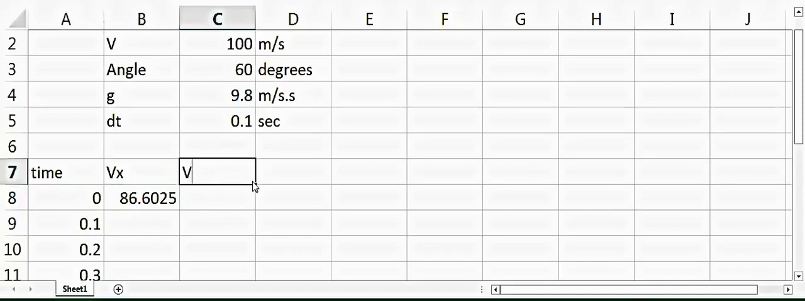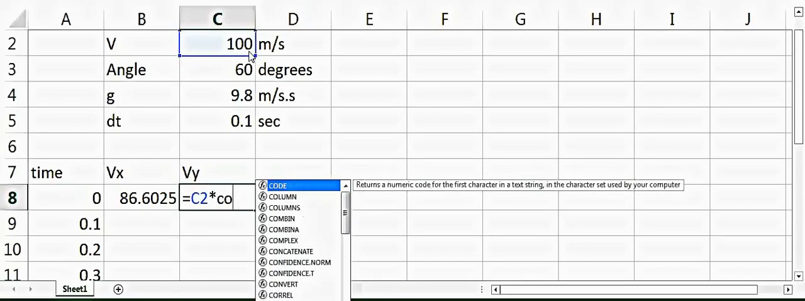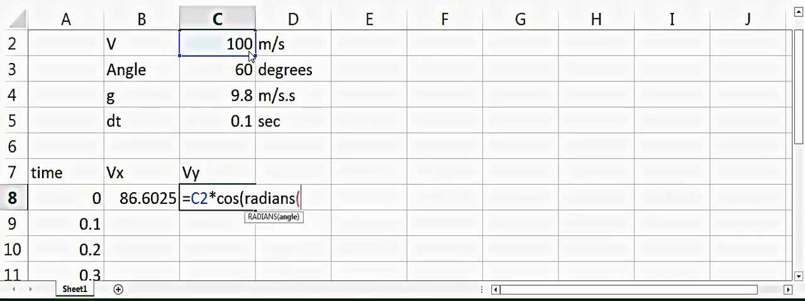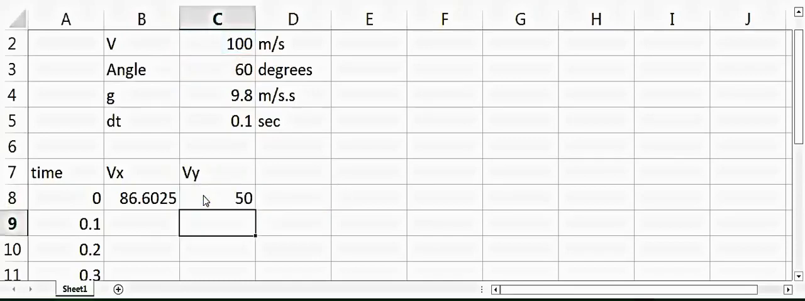direction should be equal to again velocity times the cos of radians angle, and then again a dollar sign here. So that will be the velocity in the y direction.